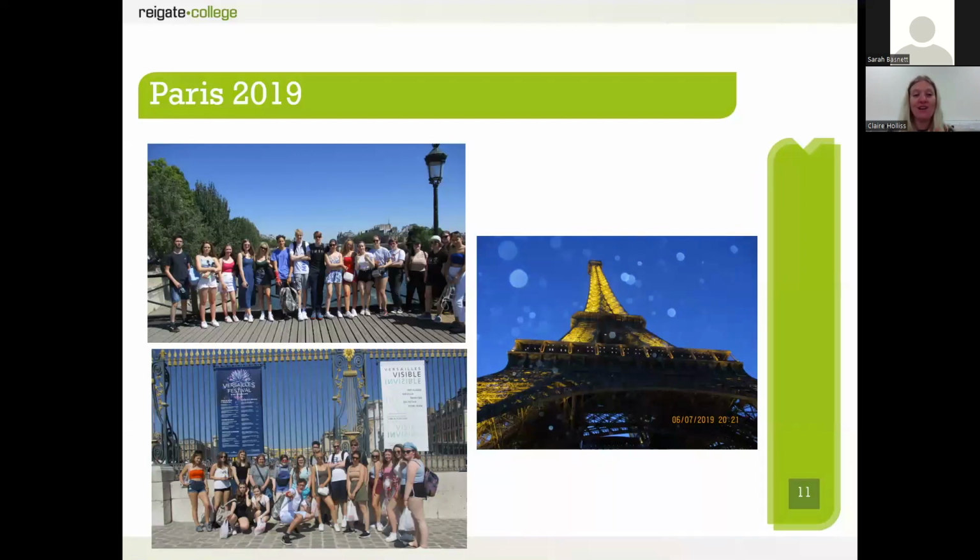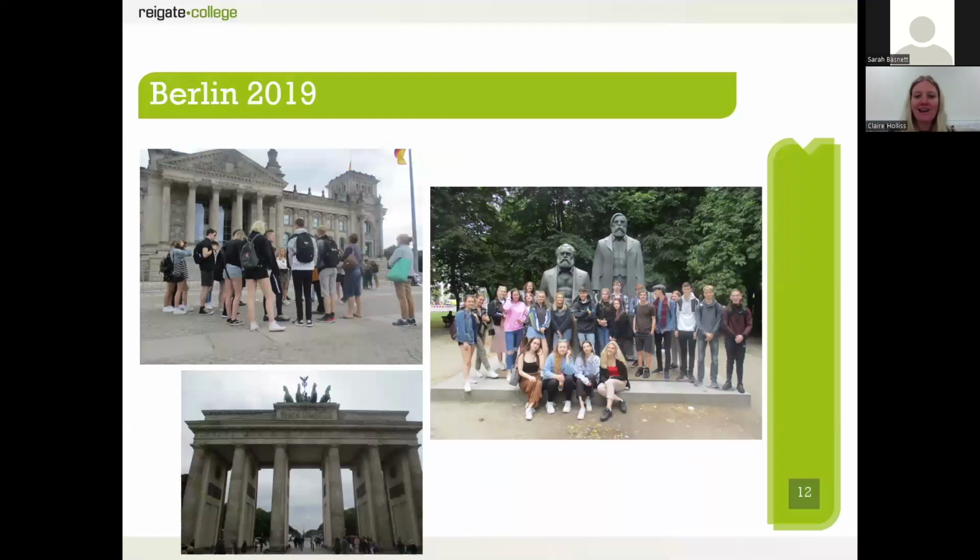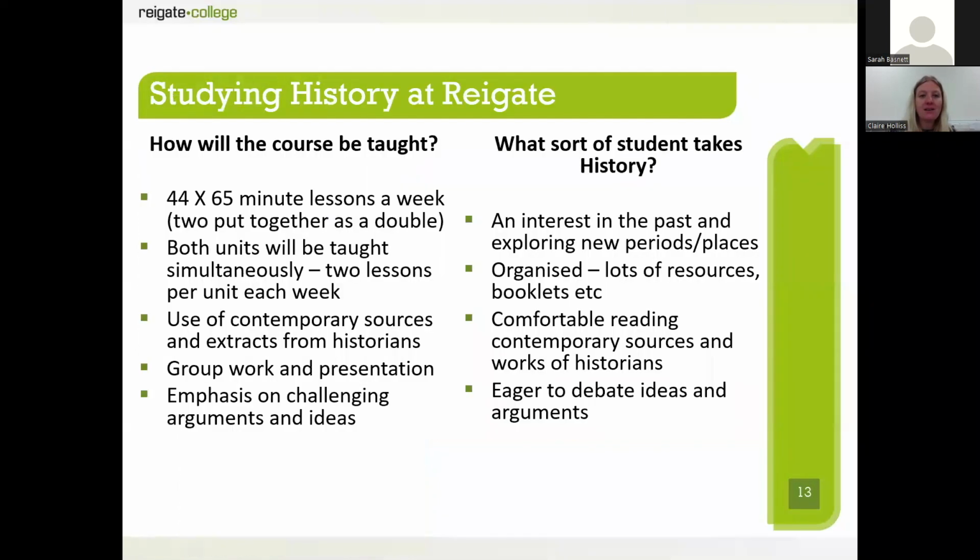The weather was really, really warm, as you can probably guess, at Versailles, out of the Eiffel Tower, those kind of sites there. And in Berlin, slightly less warm, at the sort of key sites linked to the Cold War history there as well.